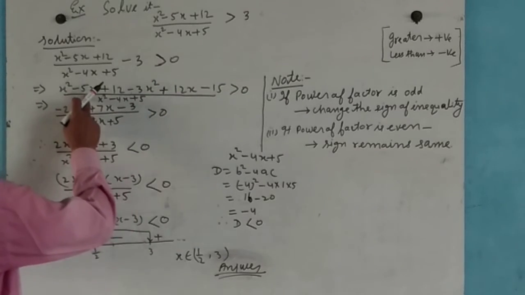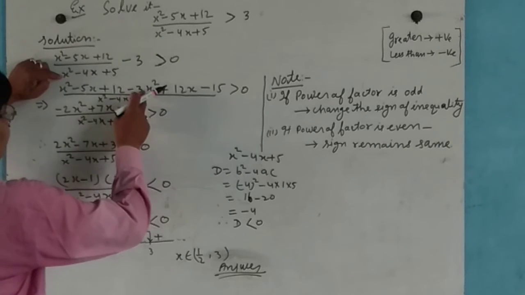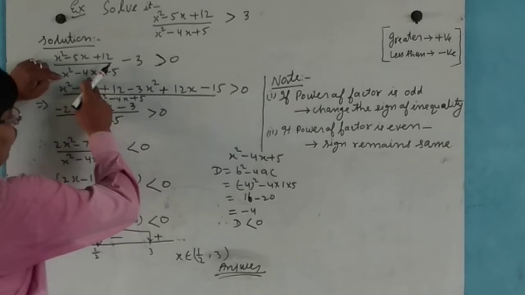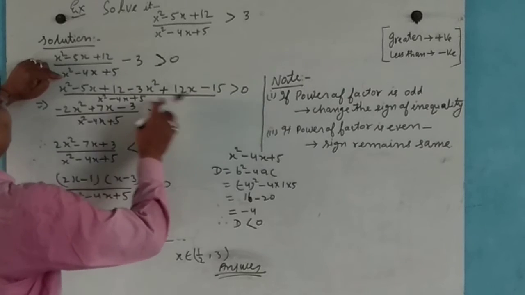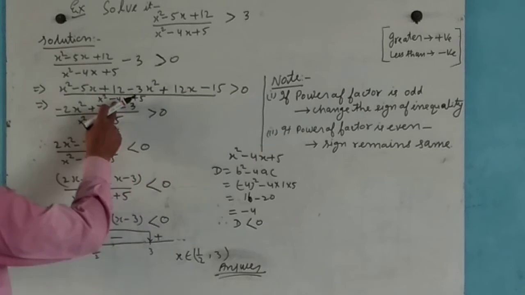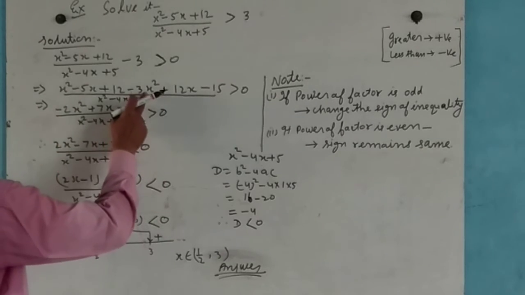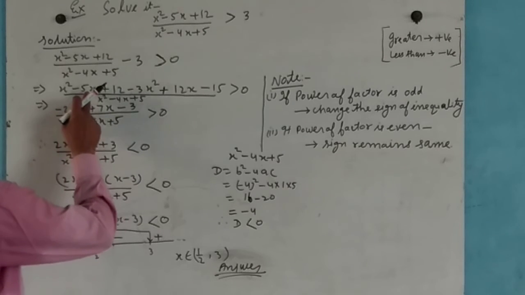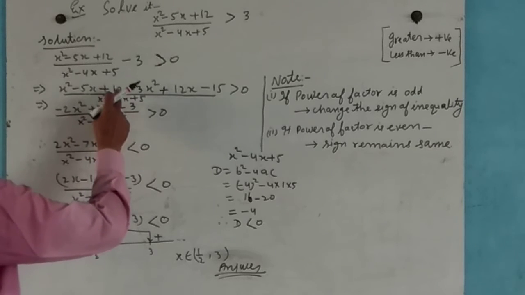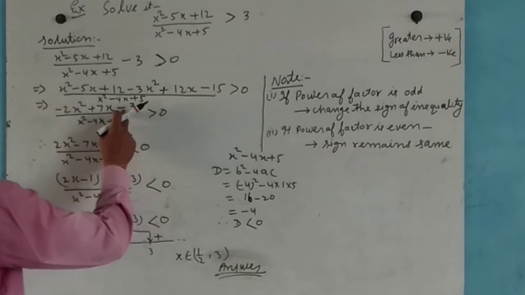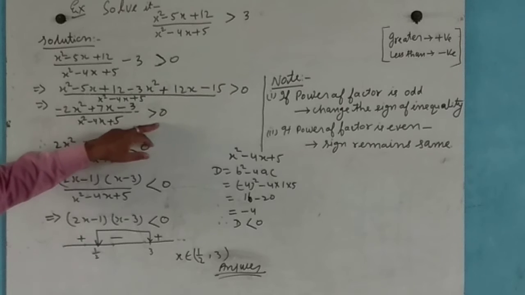Now, x square minus 5x plus 12, and 3 multiplied by this: 3x square, 3 times 4 is 12x, and 3 times 5 is 15, divided by x square minus 4x plus 5 greater than 0. Now x square minus 3x square is minus 2x square, minus 5x plus 12x is plus 7x, and plus 12 minus 15 is minus 3, divided by x square minus 4x plus 5 greater than 0.